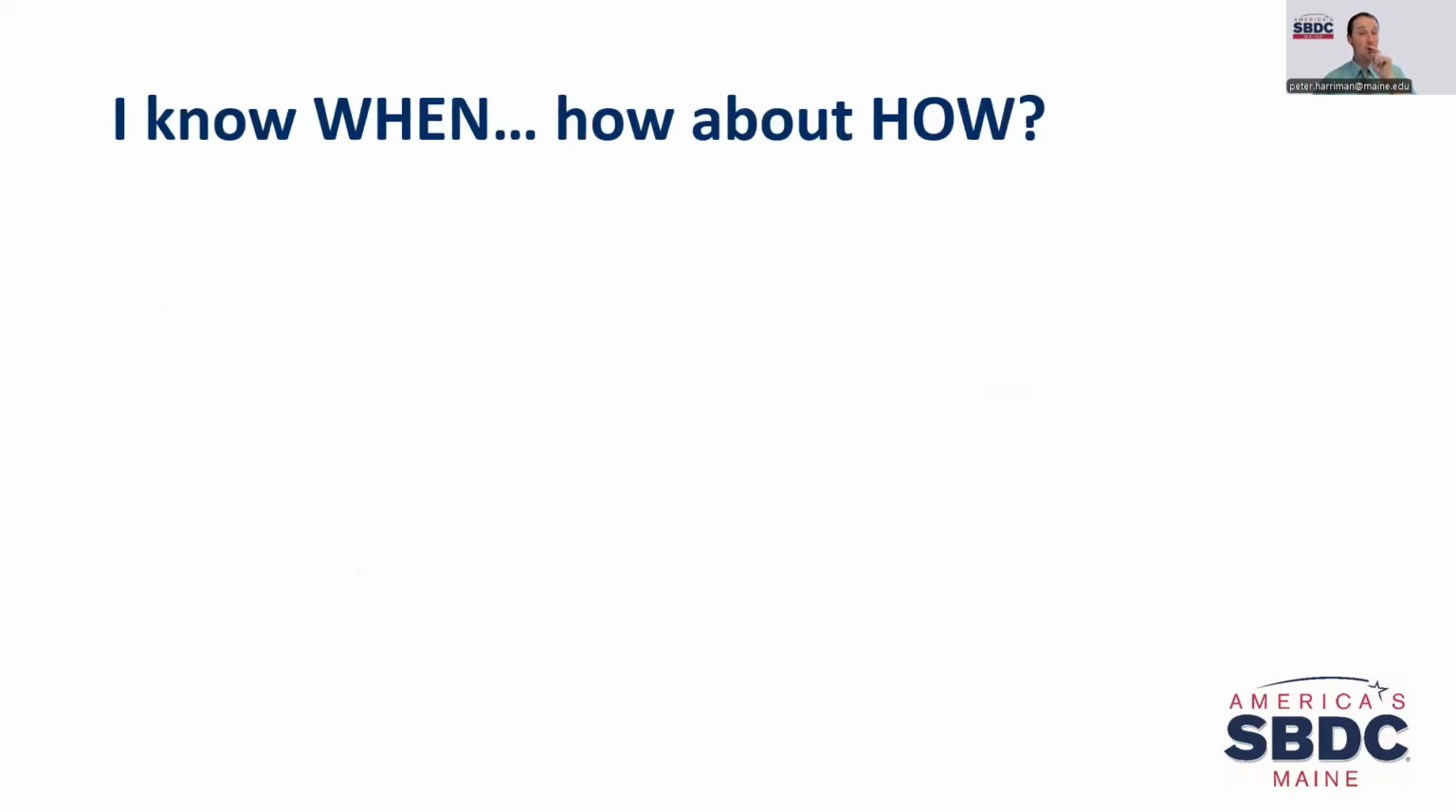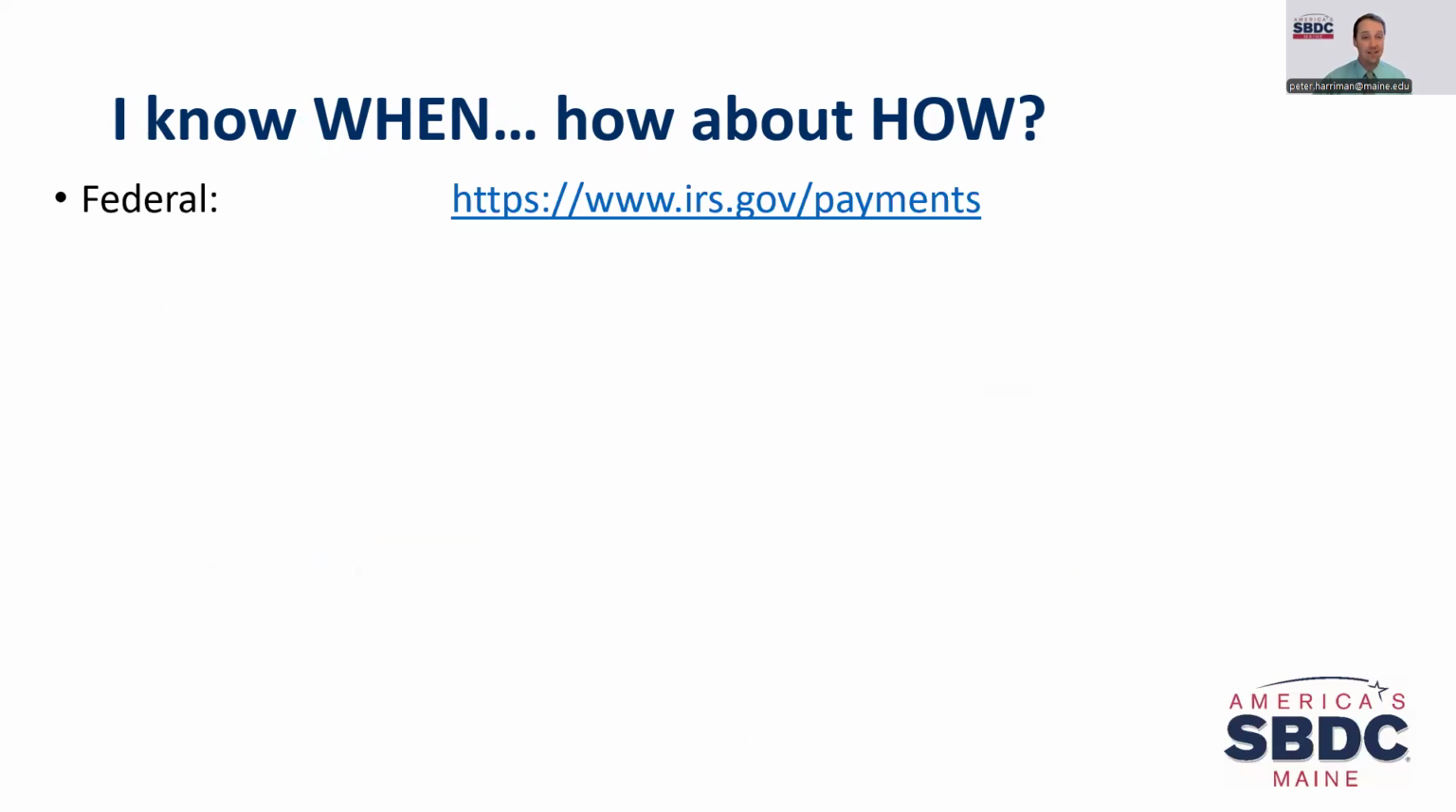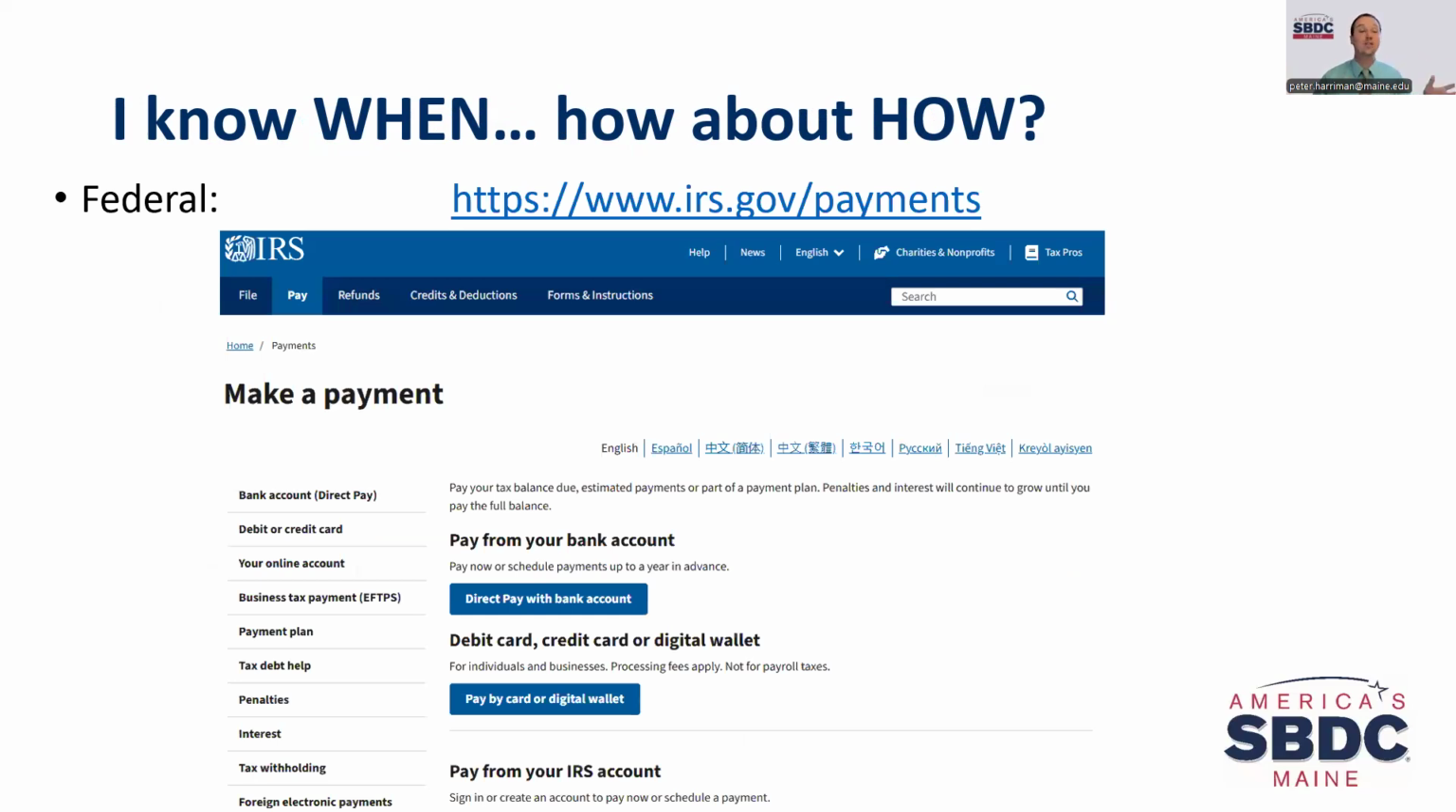Now, I know when, but how? How am I going to make payments? Do I just throw the money up and the government catches it? No. Let's start with the federal payments. So irs.gov, make sure it's .gov because there is a .com. irs.gov/payments is going to get you to a site very similar to this, and this site has a ton of information on how you can make payments.